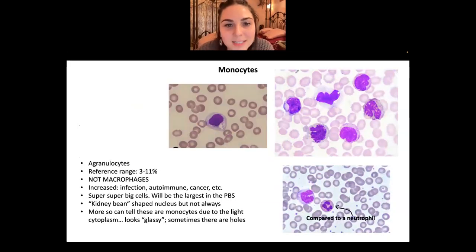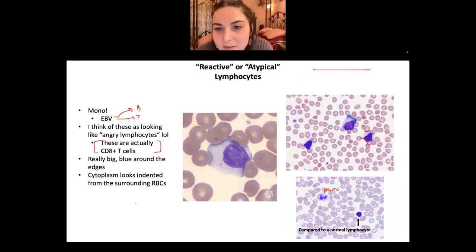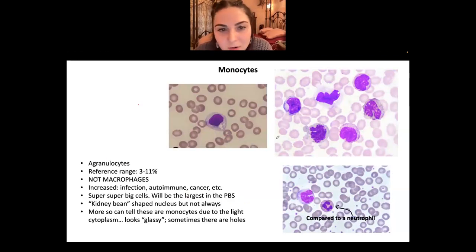All right, monocytes. So monocytes kind of look similar. So here's your monocyte. If I go back, they look a little similar. If you were to just scan the peripheral blood smear, they look similar. You're looking for giant, very glassy looking cytoplasm. So it looks thin. It looks like the cell was stretched out a little bit and the cytoplasm looks glassy. These are agranulocytes. Remember, the only granulocytes are your neutrophils, your basophils, your eosinophils. So these are also agranulocytes.